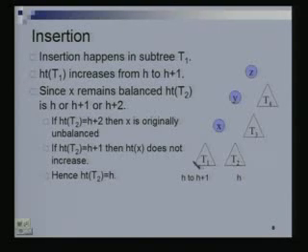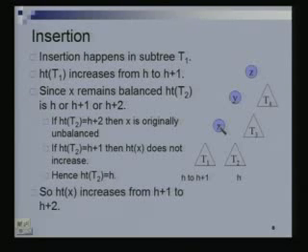If the height of T2 is H and the height of this has increased from H to H plus 1, then what about the height of X? What was the original height of X? The original height was H plus 1 and now it has become H plus 2. Is this clear to everyone? So the height of X has increased from H plus 1 to H plus 2.